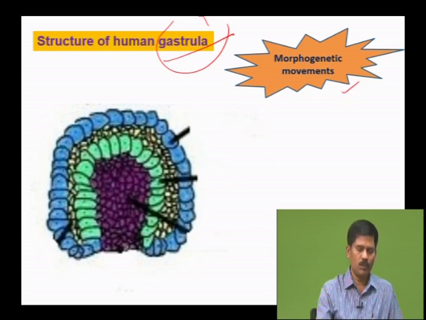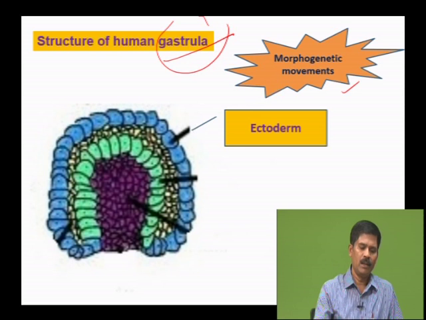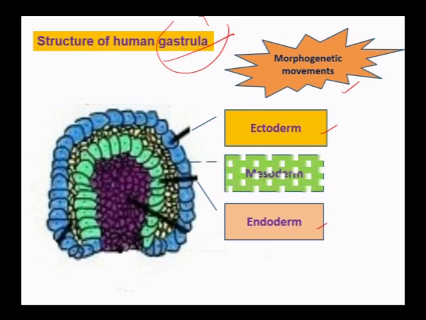So morphogenetic movement results in the organization of all the blastomeres into 3 different layers. Those layers are: the outermost layer is called ectoderm, the endoderm is the innermost layer, and the third layer is called mesoderm.